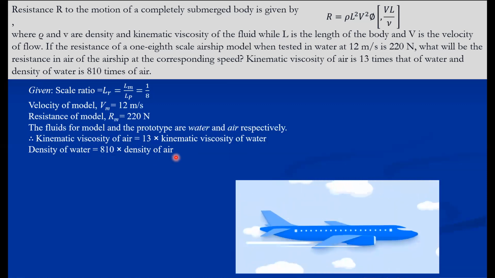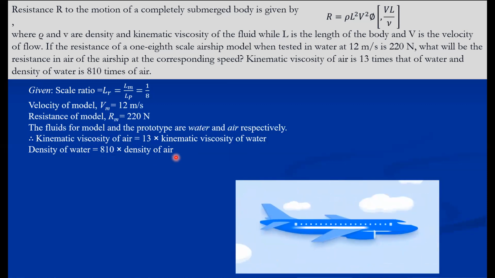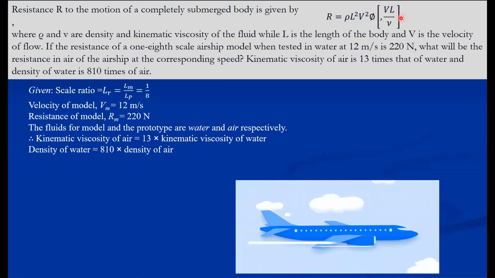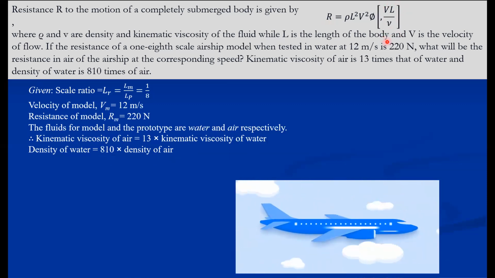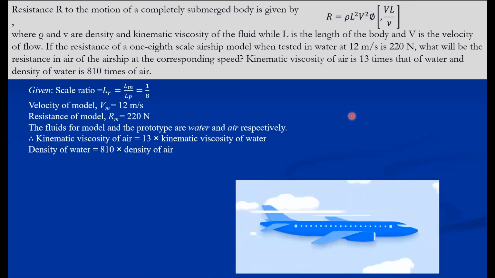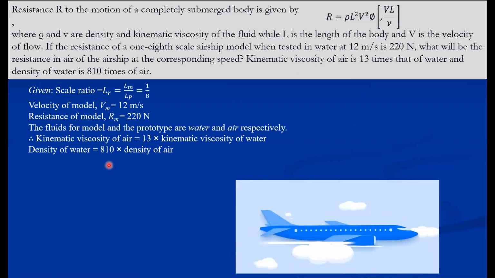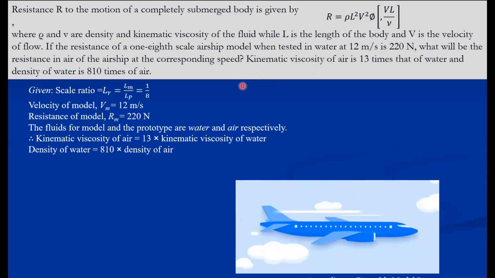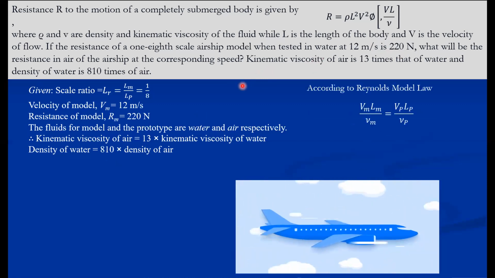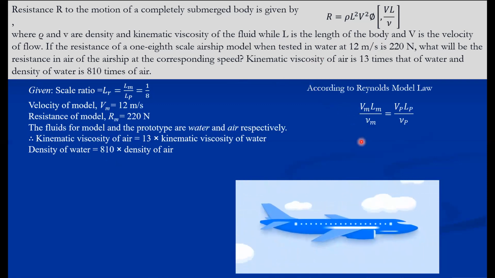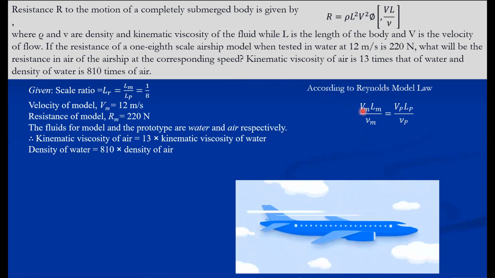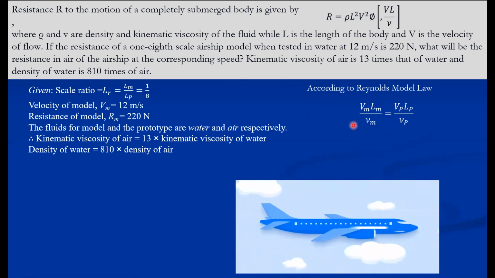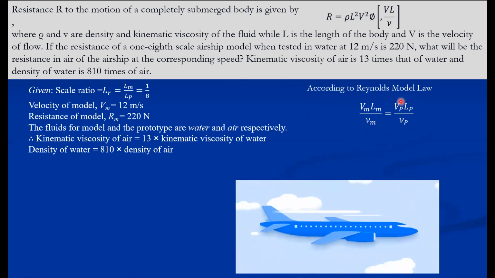Now, obviously, in this particular case, the viscosity is given, and the Reynolds number is the dominant number. So without any doubt, we can use the Reynolds model here in order to calculate the required parameter, that is resistance. So according to Reynolds model, we have either rho Vd by mu, rho Vl by mu, or as the kinematic viscosity is given, Vl by nu of model is equal to Vl by nu for prototype.